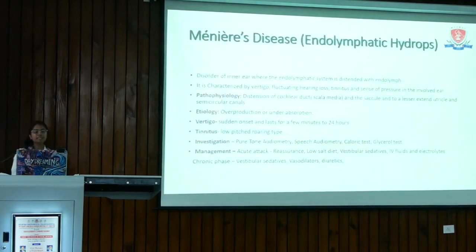Meniere's disease. It is a disorder of the inner ear where the endolymphatic system is distended with the endolymph. It is characterized by vertigo, fluctuating hearing loss, tinnitus, and the sense of pressure in the involved ear. The pathophysiology behind it is the distension of the cochlear duct, scala media, and the saccule, and to a lesser extent the utricle and the semicircular canals. It is basically either due to the overproduction or the underabsorption of the endolymph.